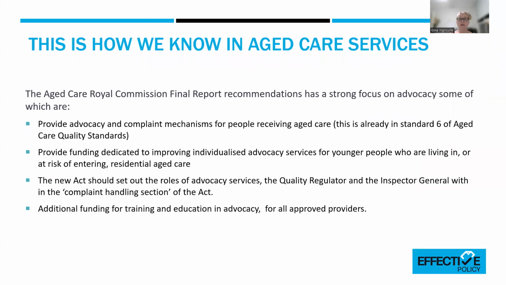This is how we know in aged care services, for a start. The Aged Care Royal Commission final report recommendations has a strong focus on advocacy, some which are provide advocacy and complaint mechanisms for people receiving aged care. Now, this is already in Standard 6 of the quality and safety standards in aged care. So it bemuses me that we're still having to do this. That's why putting it in a legislation is not a fix. It'll help, but it's not the fix.